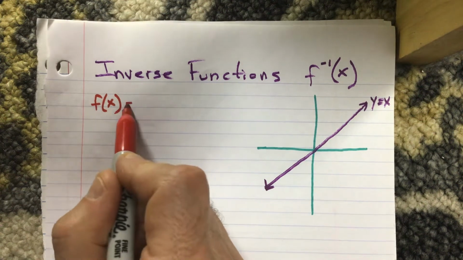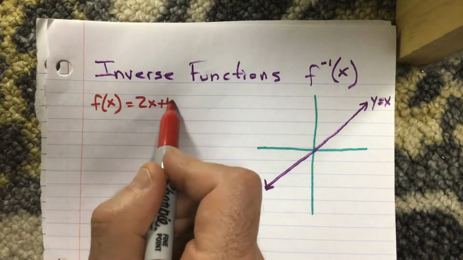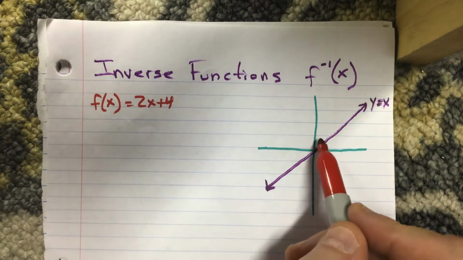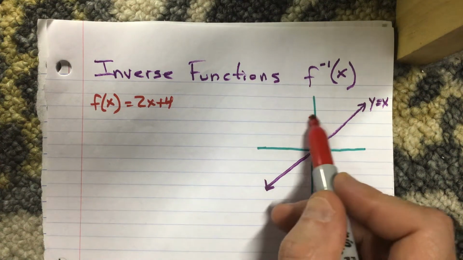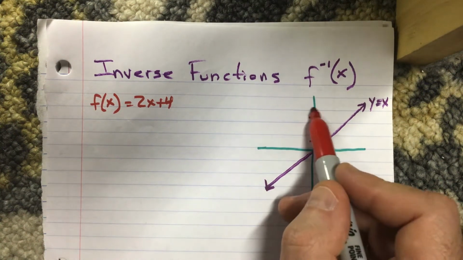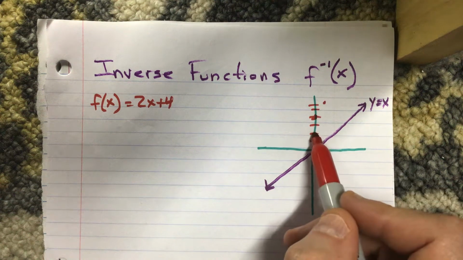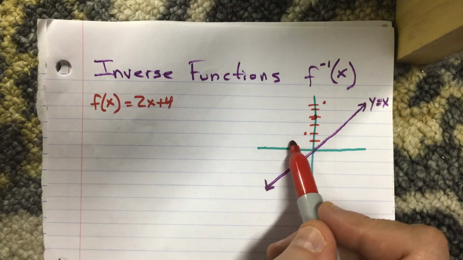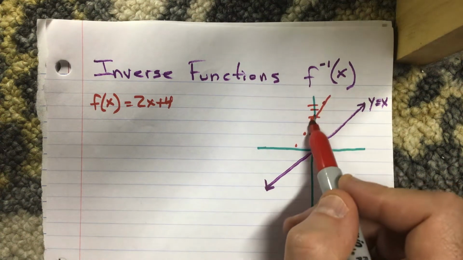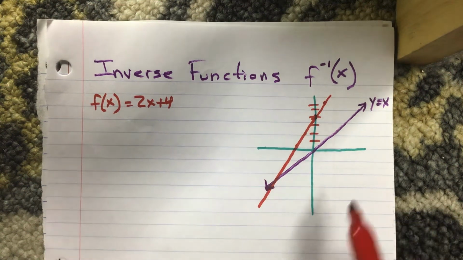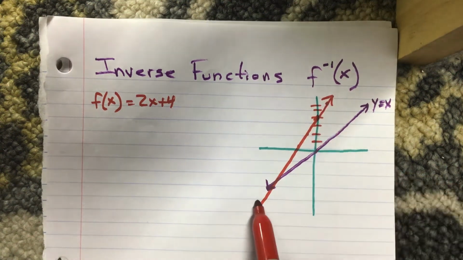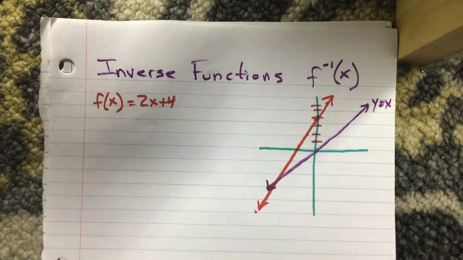f of x equals 2x plus 4. We know if we graph that, we would start at 1, 2, 3, 4. And we would go up 2 over 1, or down 2 over 1, down 2 over 1, so it would look like this. And so what we do in order to find an inverse function, the steps are as follows.